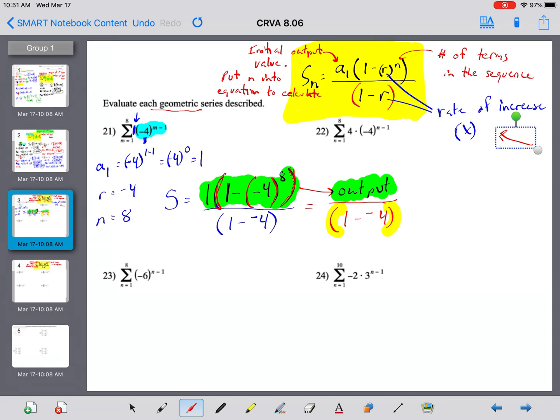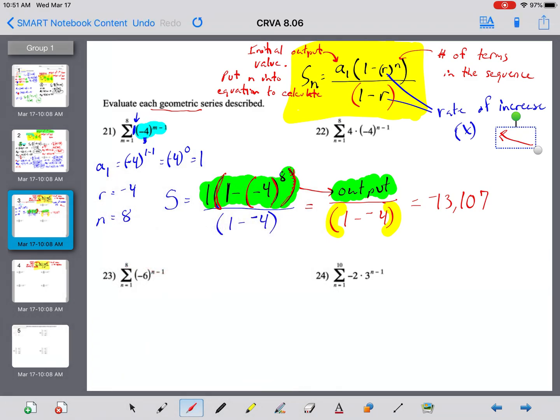So when you calculate this, you should be getting number 21, negative 13,104. There we are. I'll leave that there for a second. And then I'm going to move on to number 23.